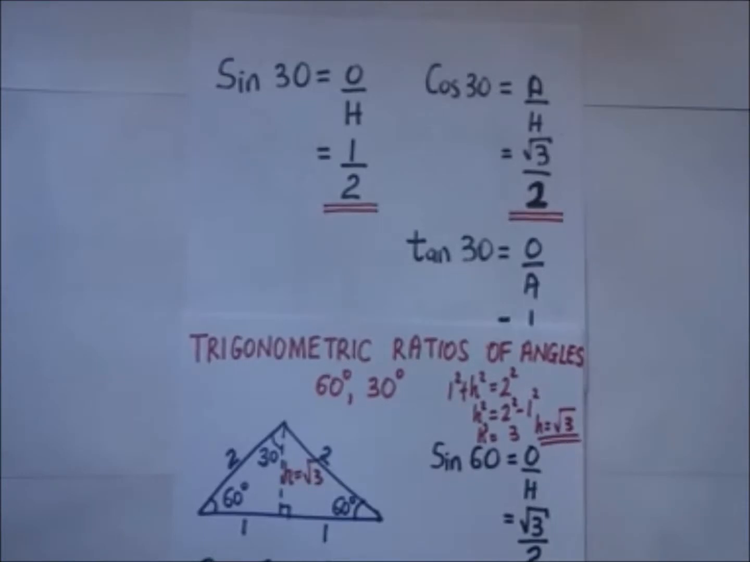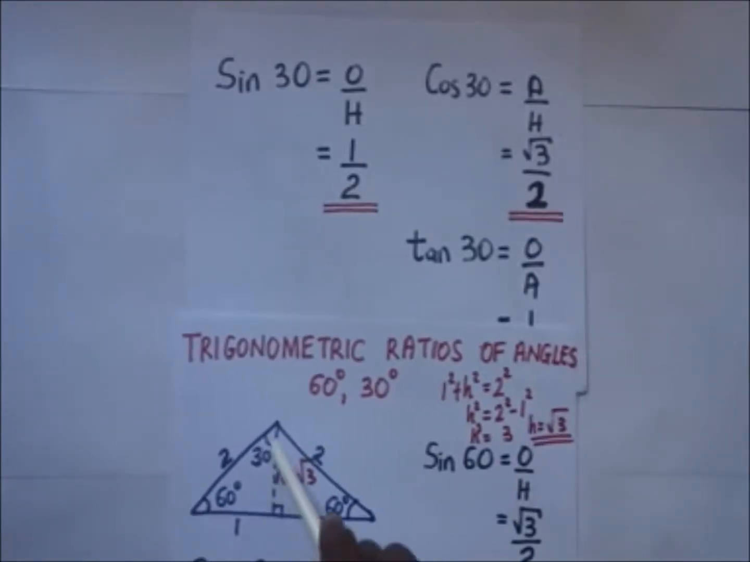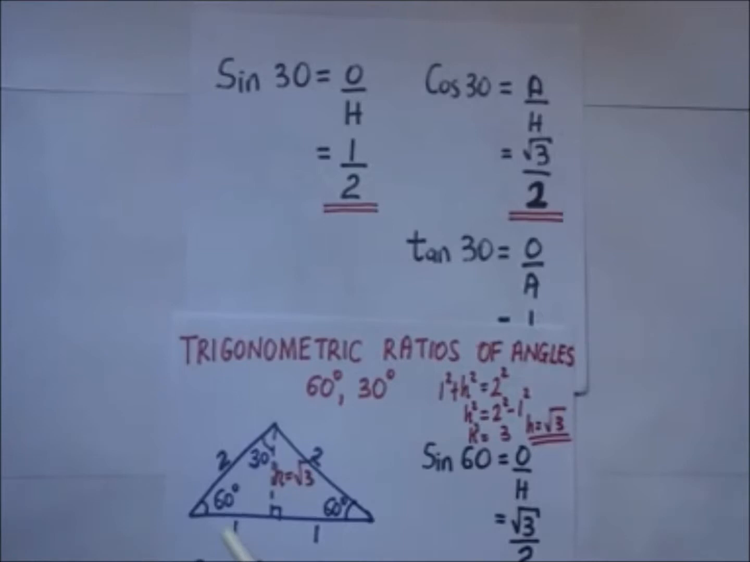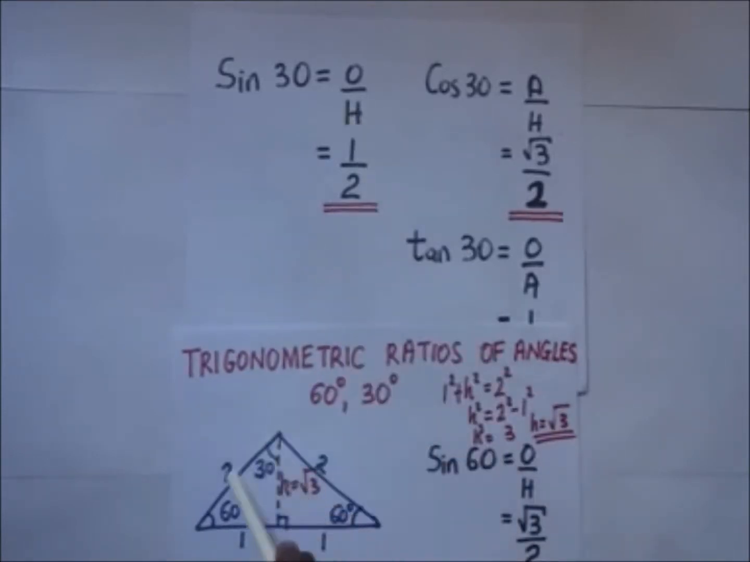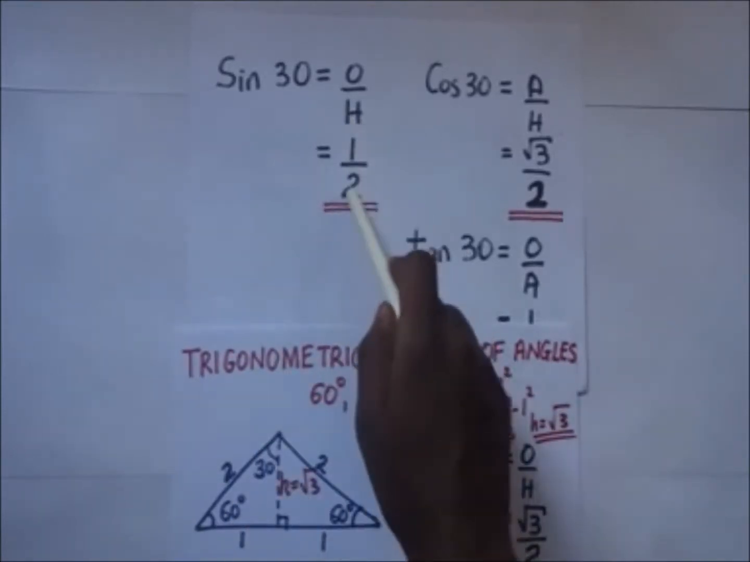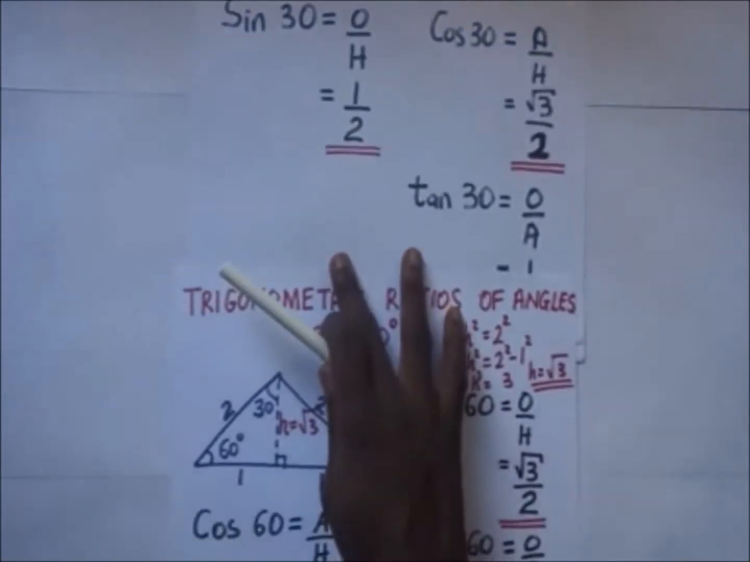Still looking at this triangle, we are having the 30 here. So sine of 30, sine is going to be opposite. What is opposite this angle is that line. So it's going to be 1 over hypotenuse. Our hypotenuse is still going to be 2. So that's how we end up at a half.